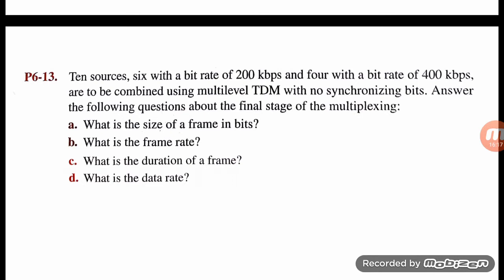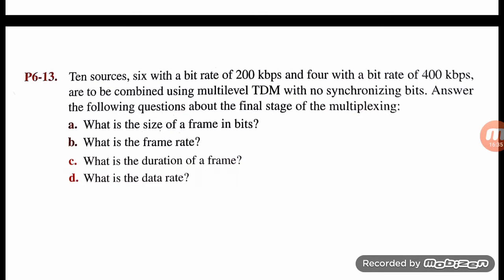Part B. How much is the frame rate? So frame rate is the same as the input bit rate. The bit rate is 400 kbps. So the frame rate is also 400 frames per second. Part C, frame duration. Just take the reciprocal of frame rate. That gives you the frame duration.